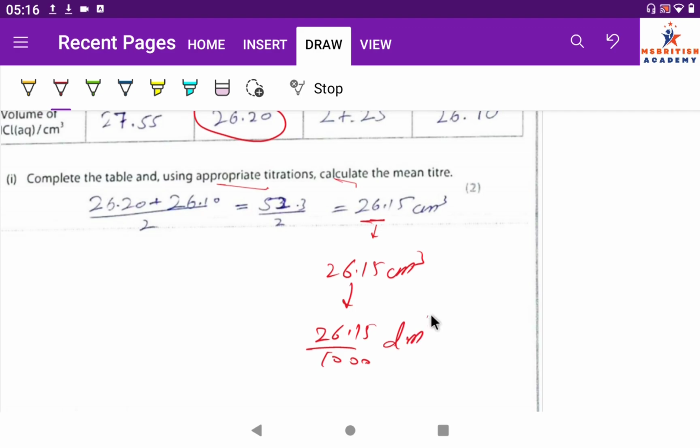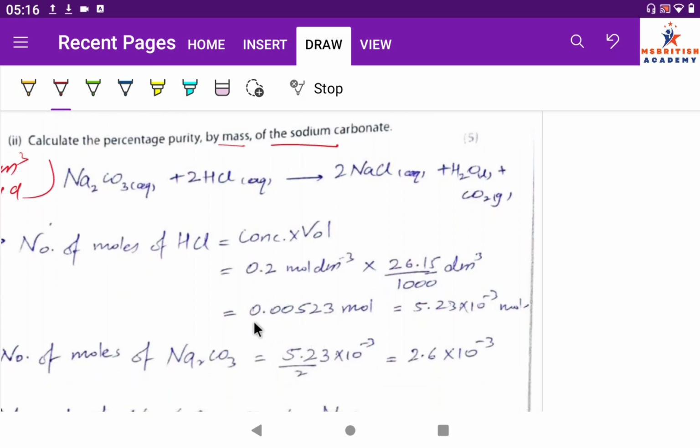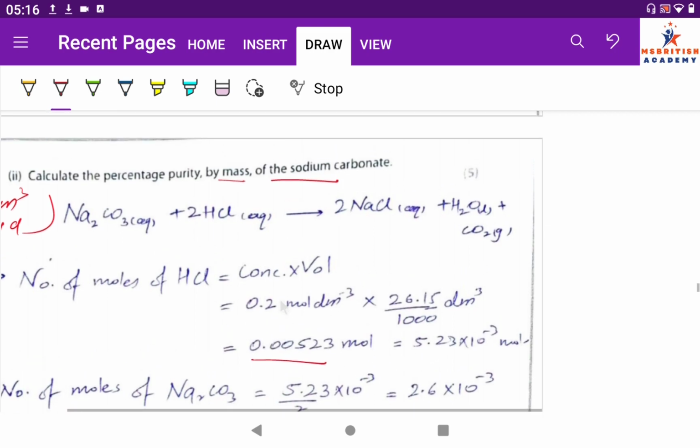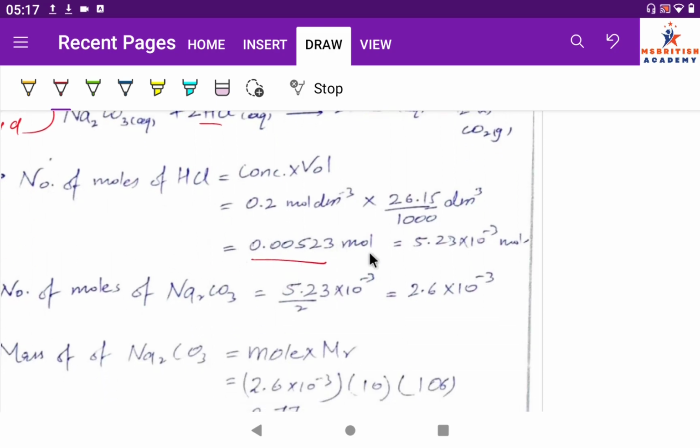It will become decimeter cube. So you can do this and you will get the number of moles of HCl as 5.23 into 10 to minus 3 moles. And as we know, the sodium carbonate has half of the HCl mole. So if we get 2 moles, we need only half moles of 1 mole for this. So after calculation we get the number of moles of HCl as this, so we will divide this by 2 and we will get the number of moles of sodium carbonate as 2.6 multiplied by 10 to minus 3.